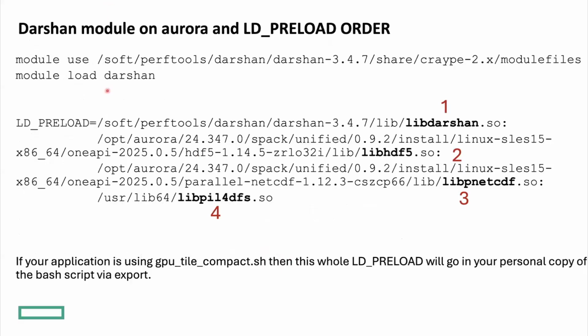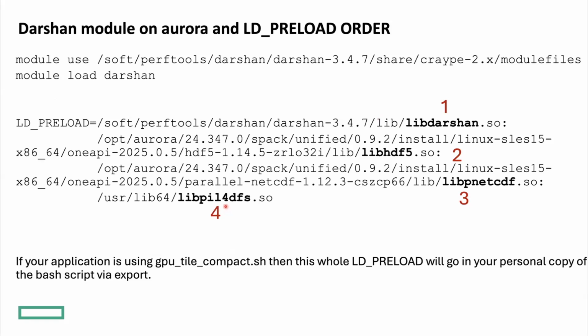On Aurora, we have this on the image. So you just use this module, module use location, module Darshan, and this order needs to be maintained. You first enable the libdarshan library, and then the libpal.